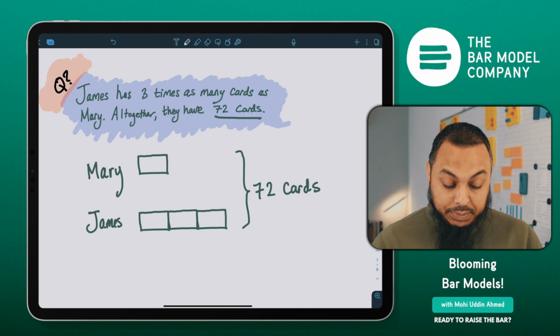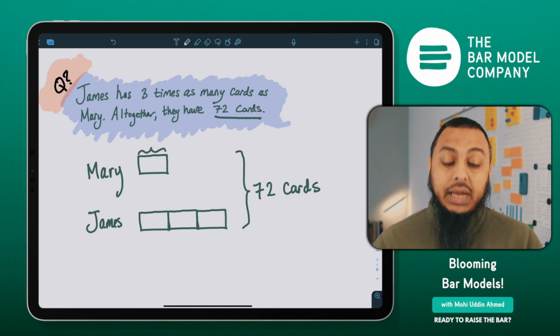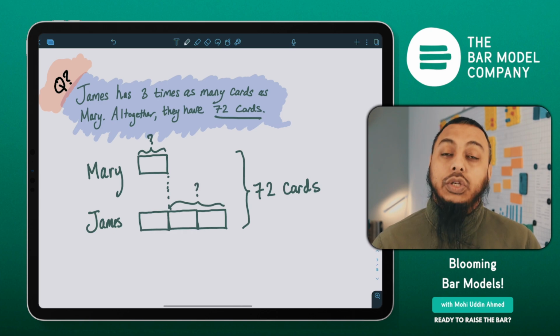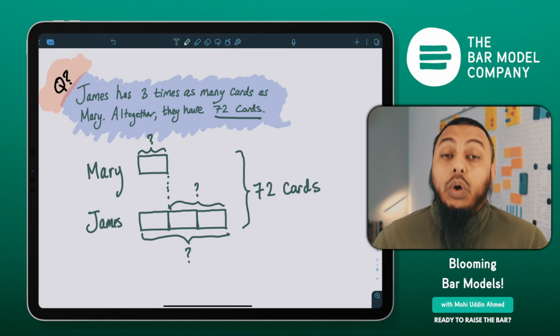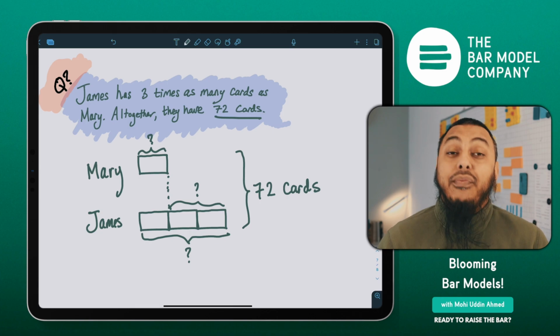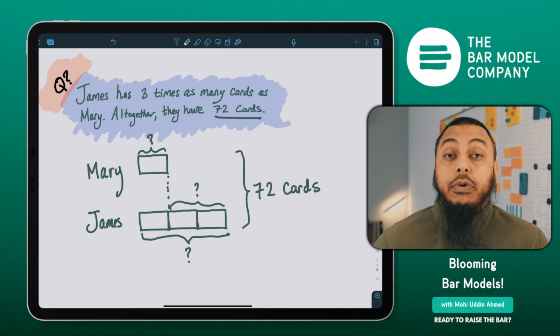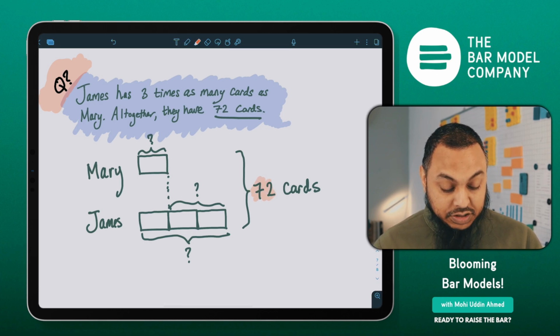So whatever the question may be here, it might be that we're asked to work out how many Mary has, right? That could be a question. It could be that we're asked to work out how many more cards James has. That could be the question. It could be that we're asked to work out how many cards James has altogether. That could be the question. Whatever the question is, we can see there are 4 parts that represent the whole, the total number of cards in this case. And the whole or total number of cards here is 72.